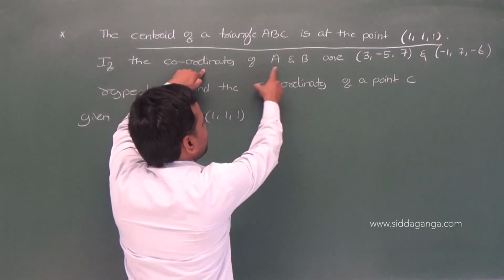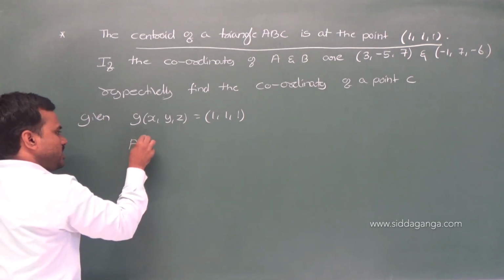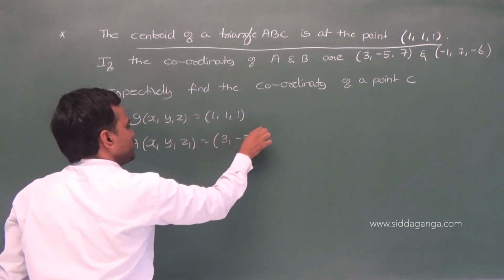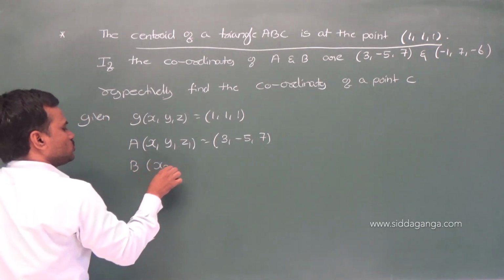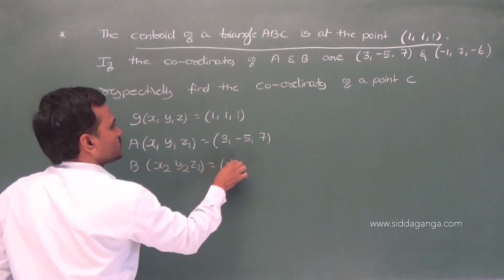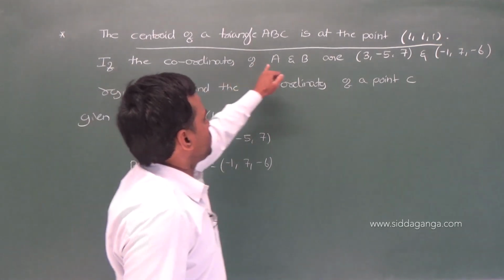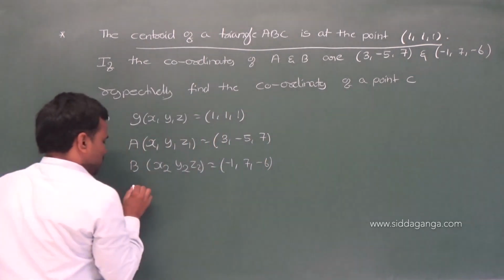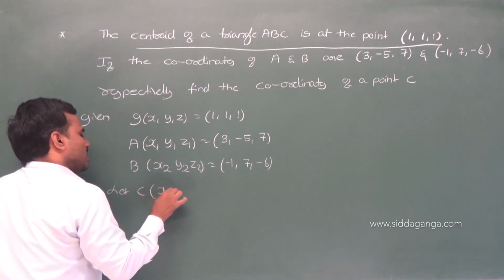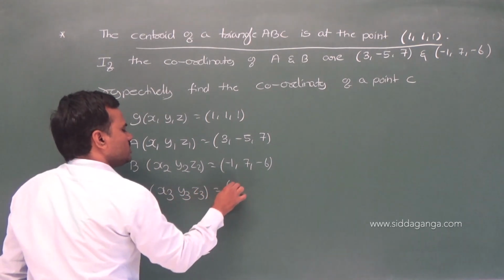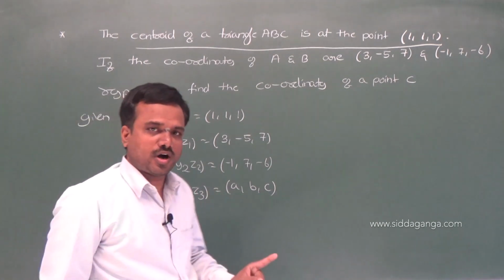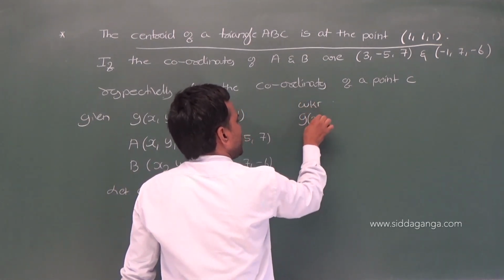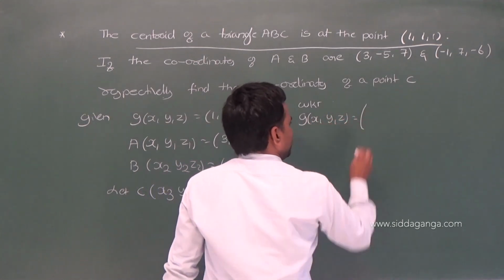He has also given the coordinates of A(x1, y1, z1), which is (3, -5, 7), and B(x2, y2, z2), which is (-1, 7, -6). Then what did he ask? He asked to find the coordinates of the point C. So let us write C(x3, y3, z3). We have to find the coordinates of the point C.